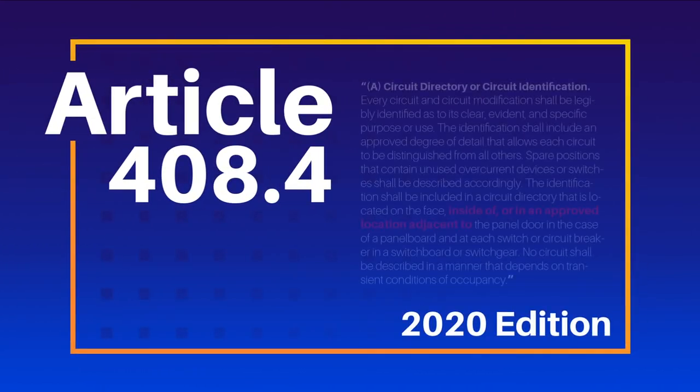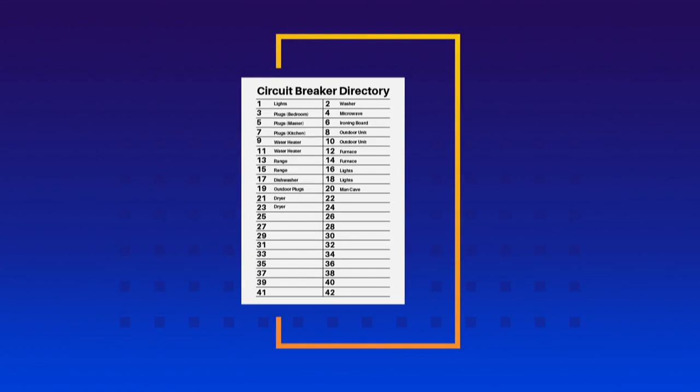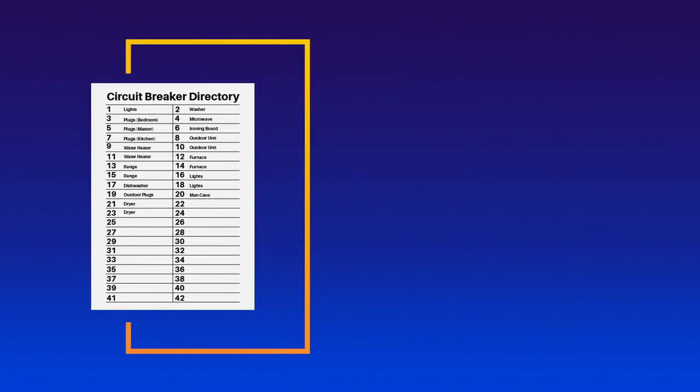The 2020 NEC adds language that allows for the panel directory to be in an approved location adjacent to the panel board. With this added language, the code now allows for more written detail. Instead of having a circuit simply say lights, you can now elaborate as to the specific areas on the schedule and not have it have to fit on the factory-provided materials.